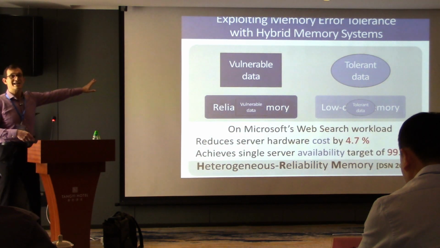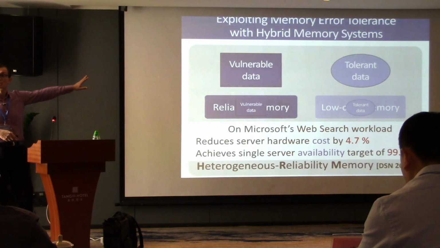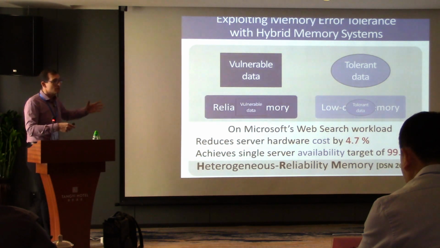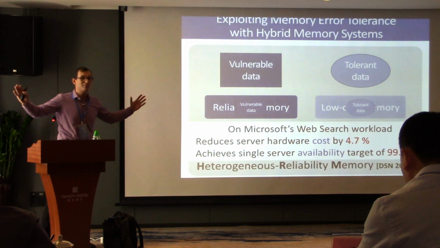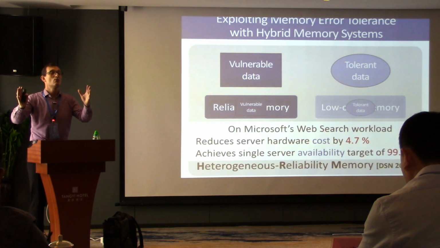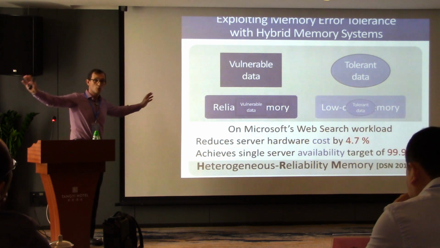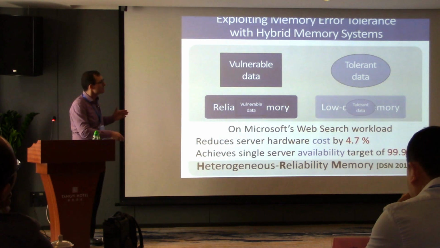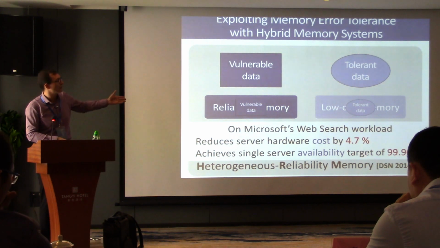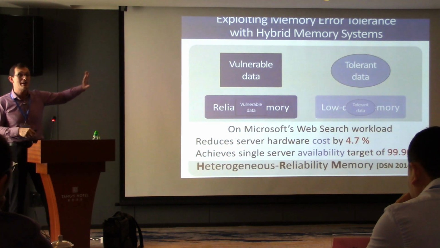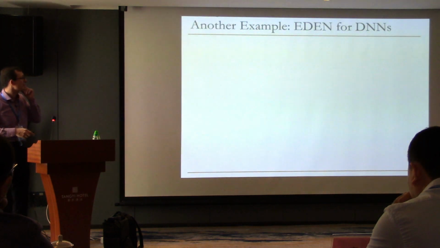In this work, we showed that you can get rid of a lot of your error correcting codes in your system, because most of your memory doesn't really need to be reliable. You just need to be very careful what to place in your unreliable memory. And if you do that, you can get rid of most of your ECC in your memory. Most of your memory can be very low cost, and you can reduce the data center cost by about 4.7% while keeping the reliability requirements that you have in the data.